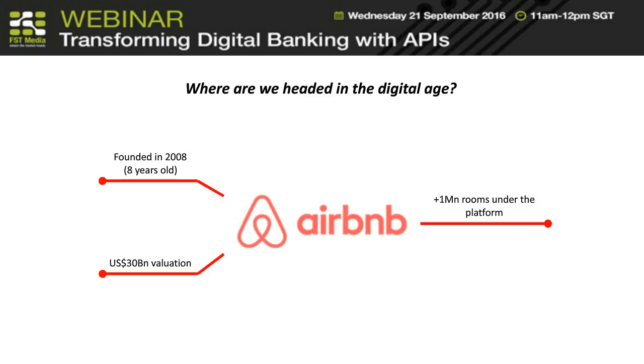So what does this mean actually? Looking at their closest competitor in the hospitality space, which is Marriott. Marriott is an 89-year-old company, and throughout those 89 years, they actually have currently a market valuation which is 10 billion lower than Airbnb, and around 700,000 plus in rooms under their inventory. We're not going to focus on business models and such, but just looking at customer adoption in terms of digital.